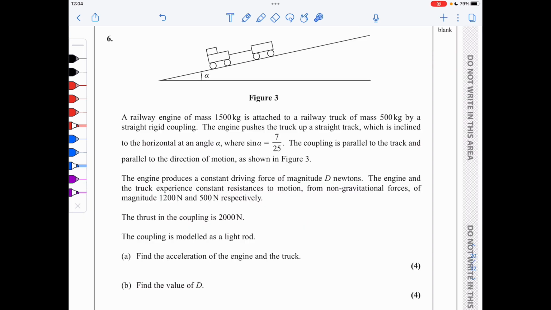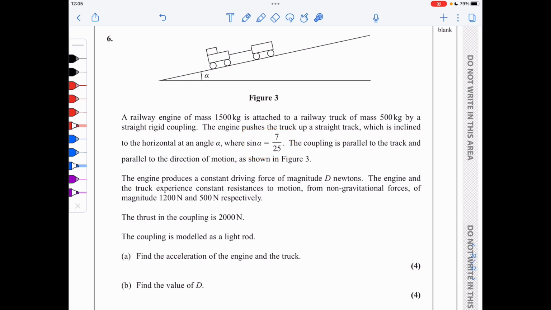In 6, we've got a railway engine of mass 1500 kilograms attached to a railway track of mass 500 kilograms by a straight rigid coupling. The engine is pushing the track up, so this is the engine and this is the track, and this track is inclined at an angle alpha satisfying sine of alpha is 7 over 25.